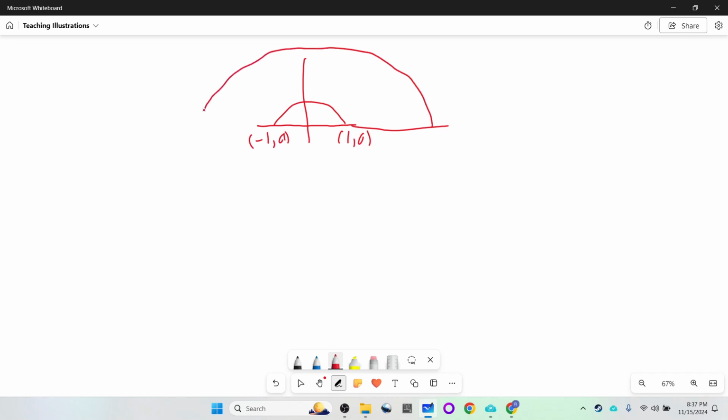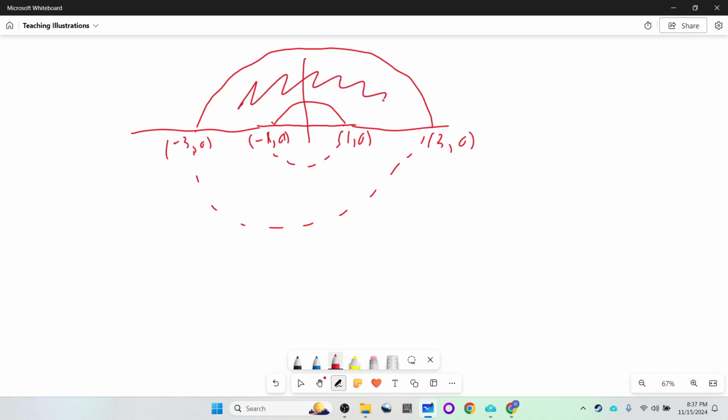So the region looks like this. We go from -1, 0 to 1, 0. And then we've got here 3, 0 to -3, 0. It's an annulus here, but we only take the top half. So this is 1, 2, 3, 4 different parameterizations.